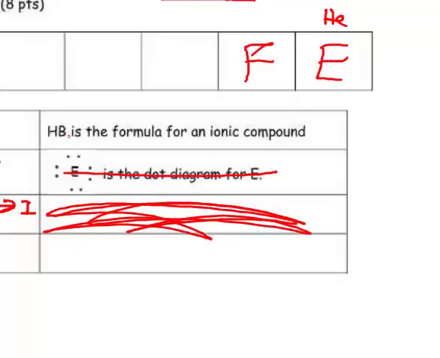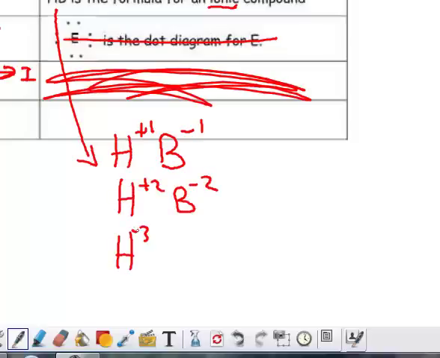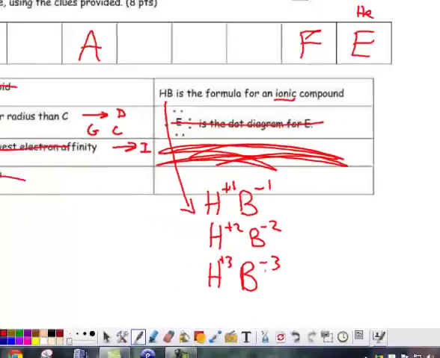Okay, so now, HB is the formula for an ionic compound. I tried to make this one tricky because so far we've been looking at easier ones where you just cross the charges. There's actually 3 different opportunities for this to be HB if it's an ionic compound. It can be H with a +1 and B with a -1. It can be H with a +2 and B with a -2. Or it can be H with a +3 and B with a -3. Well, which one is it?